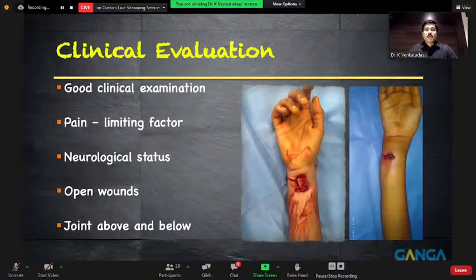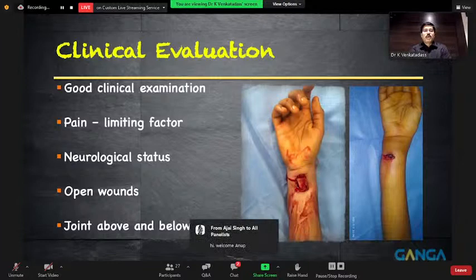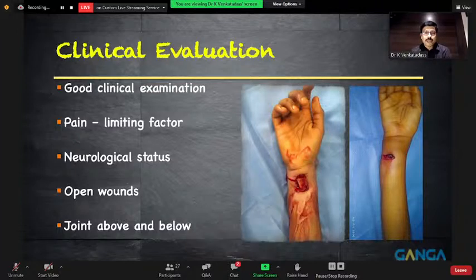With this, I'll move on to the clinical evaluation, which is more important. A good clinical examination is definitely needed, even in a situation of acute trauma when the child is presenting with pain. Pain could be a limiting factor to do a detailed examination, but one should persuade and do a detailed clinical examination. So one would think, what neurological injury can happen with a distal radius fracture? I'm going to show a case example in the following slides to emphasize the importance of a thorough neurological examination.